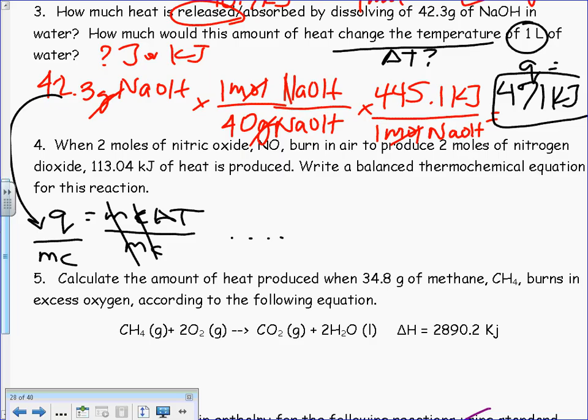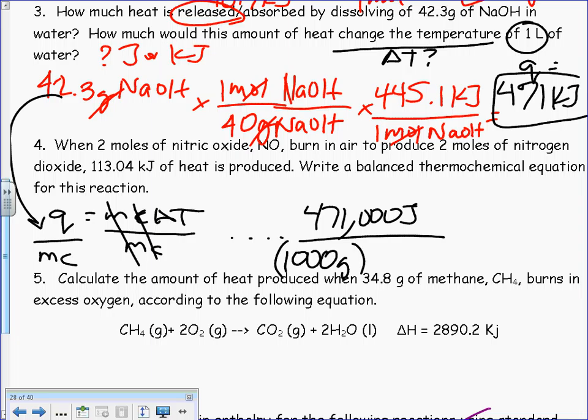Can you do that in your head? How many joules is that? 471,000 joules, because it's 1,000 joules in 1 kilojoule, divided by, what was the mass Luke said? 1,000 grams, which was our 1 liter of water. And what's the specific heat capacity of water? 4.18 joules per gram degree C. And so every unit cancels except for what? Celsius, right? So joules top and bottom cancel, grams top and bottom cancel.